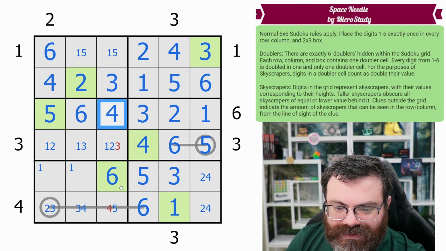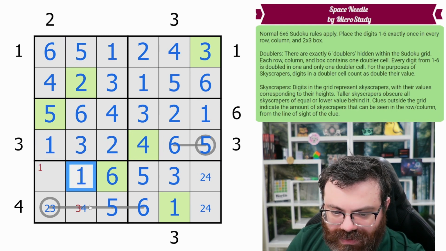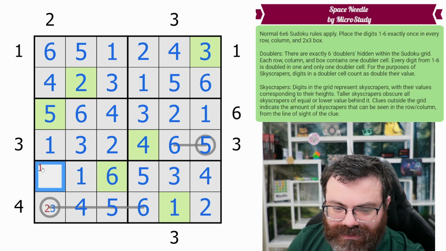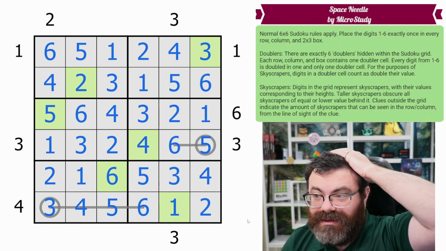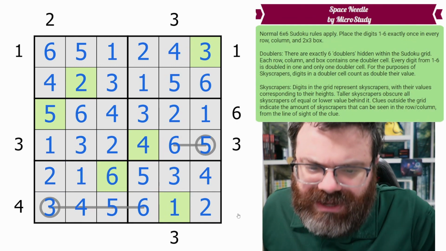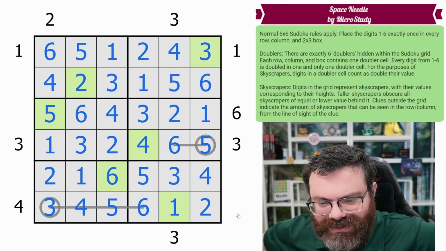Good. There's a 4 there. There's a 5 there. That's not a 3. This is 1 and 5. 2, 1, and 3. That's a 1. We get the 4, the 2, and the 4. That's a 3. That's a 2. And suddenly we're done. Wow, okay. Yeah, 940 feels about right for this puzzle. Quite intricate. Definitely.